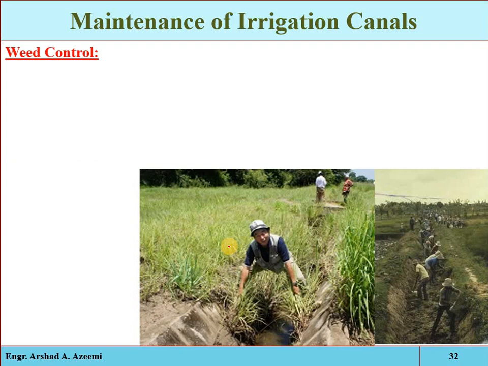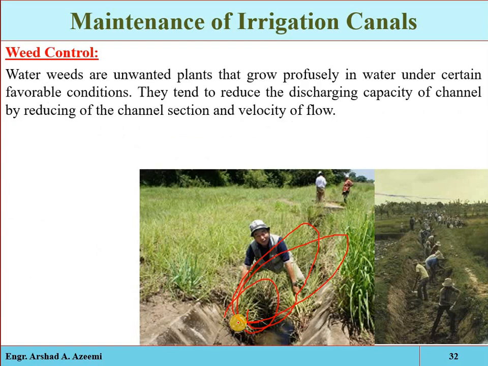Third one, maintenance which is required for the irrigation canal, that is the weed control. If weed grows in the irrigation canal, either it will utilize the water in transpiration or it will reduce the capacity of the irrigation canal. Water weeds are unwanted plants that grow profusely in water under certain favorable conditions, because water is available. Sometimes if the canal is unlined, it has the most fertile soil.